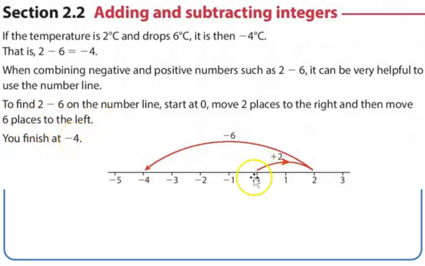So we start at 0, we move 2 places to the right, and we move 6 places to the left, and we finish at minus 4. So 2 minus 6 is equal to minus 4.